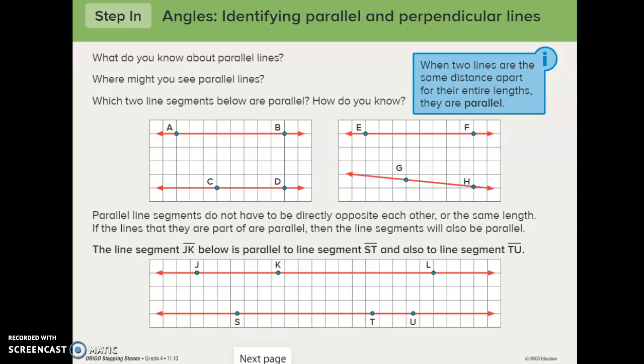So the line segment here, JK, is parallel to line ST, and it's also parallel to segment TU. Even though JK is over here and TU is over here, it is still part of this line that is parallel, so those line segments are still parallel to each other. So you can then identify some other line segments that are also parallel.